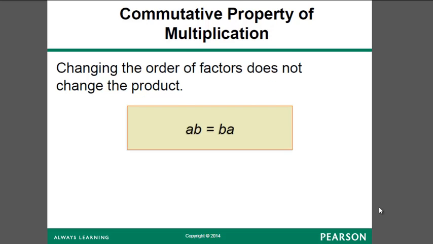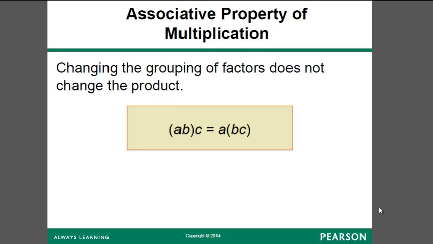Commutative. Multiplication is commutative, meaning I can change the order of how I multiply 2 items. A times B is the same thing as B times A. Does not matter what order I multiply things in, it will give me the same thing.